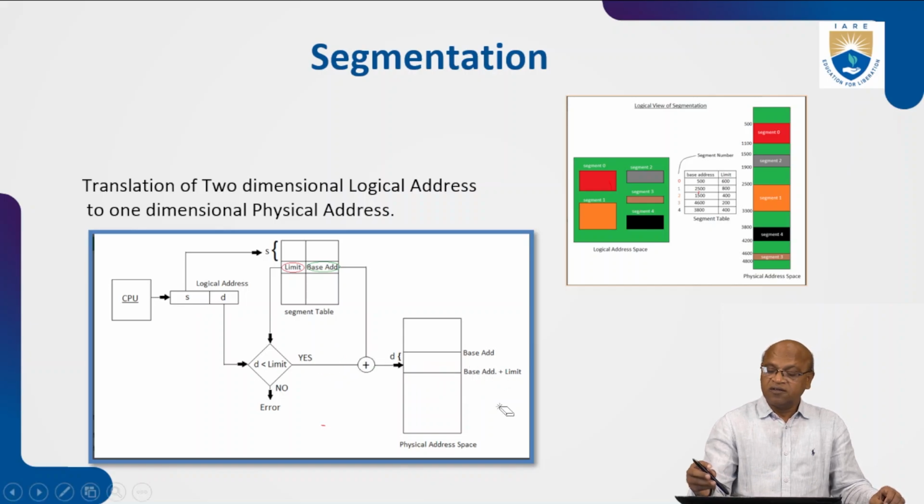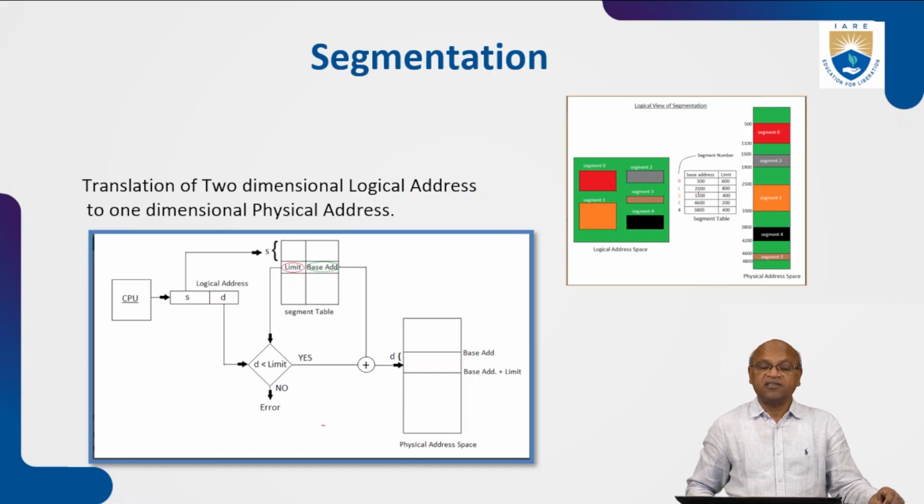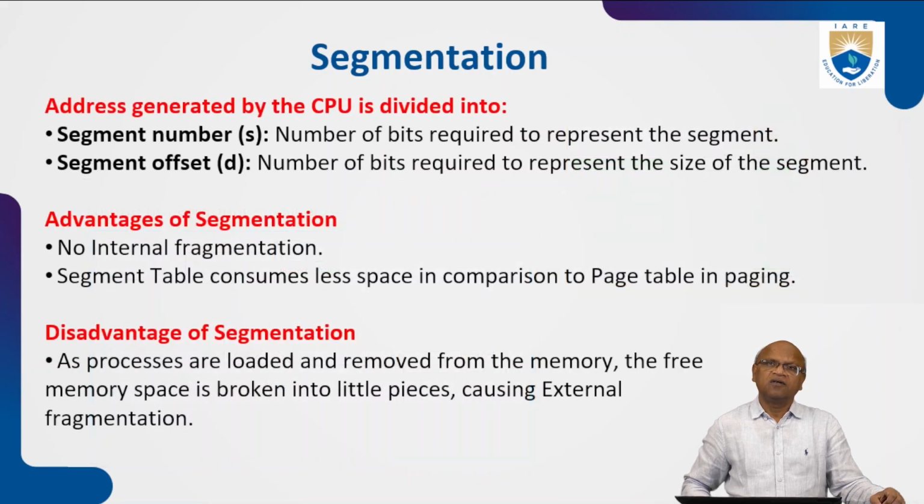So this is our segmentation. How do we convert your logical address into a physical address? The address generated by the CPU is divided into two parts: the segment number and the offset.